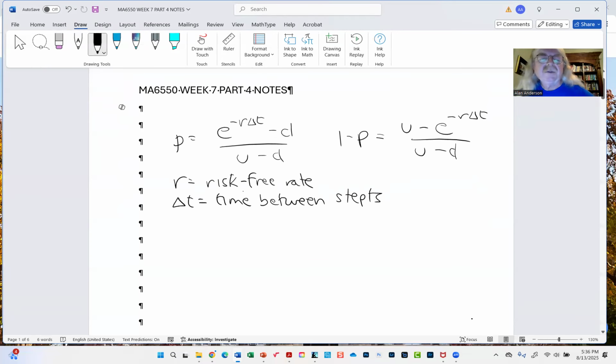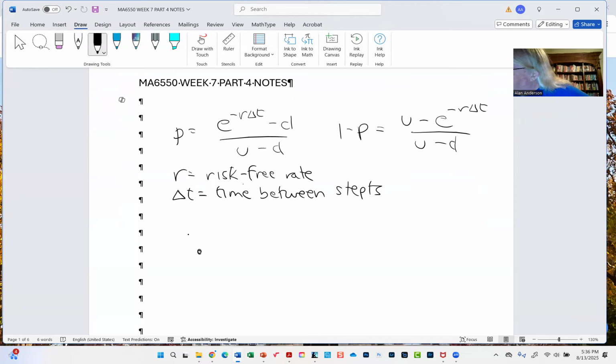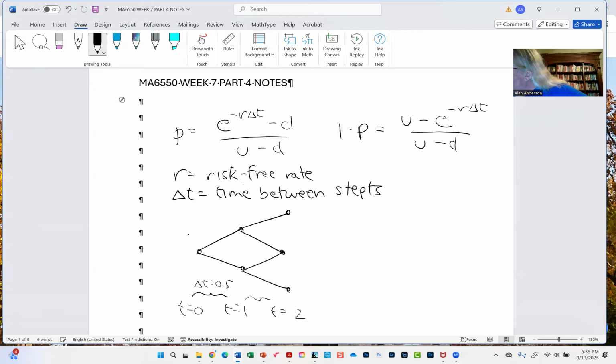So if you had, for example, a 1-year call option, and we set up our tree to have 2 time steps, that implies that delta T is half a year. Because it's a 1-year call option with only 2 time steps, each time step must, of course, be 6 months or half a year.